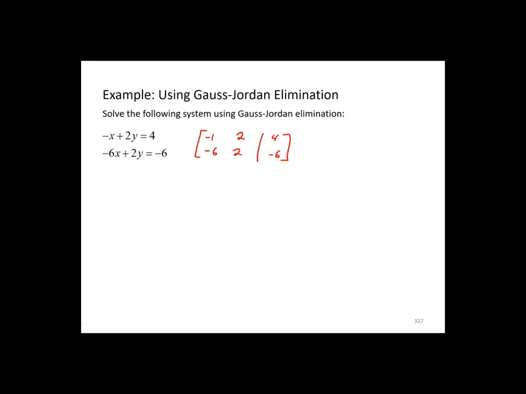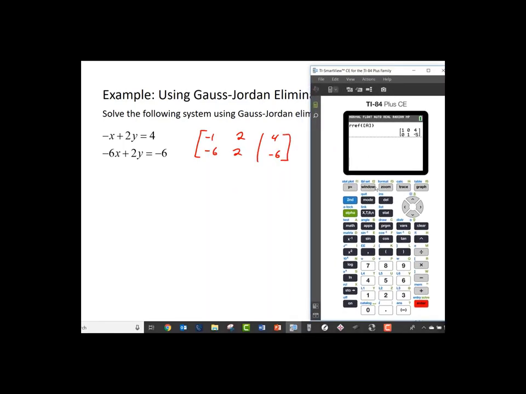Now, again, I'm going to pull my calculator on screen, type this in. I'll do second matrix, arrow twice to edit. Press enter on matrix A. This is again a 2 by 3, so I'm going to say 2 enter, 3 enter. I'll type in my data. So -1 enter for my first row, 2 enter, 4 enter. Now for the second row, my second equation, -6 enter, 2 enter, -6 enter.